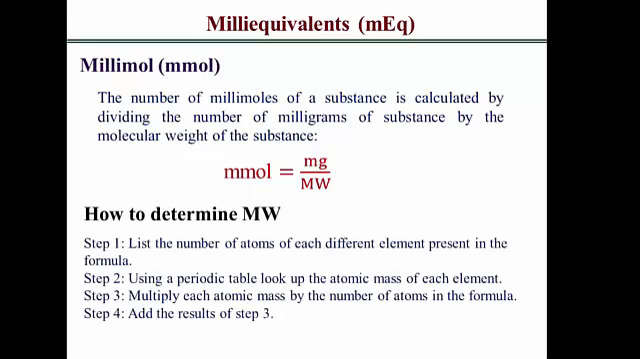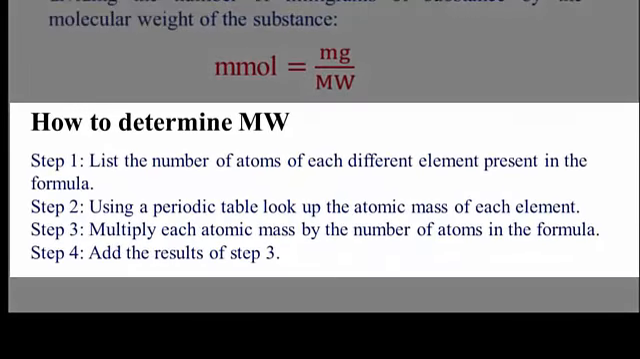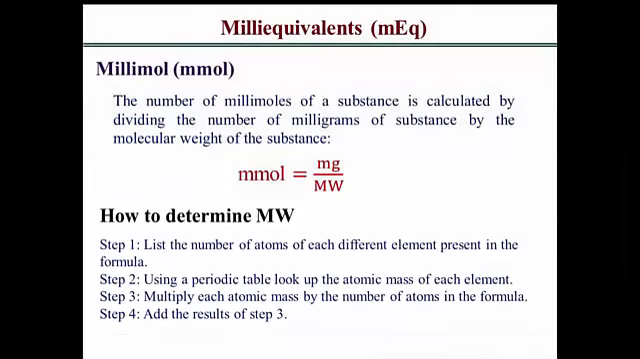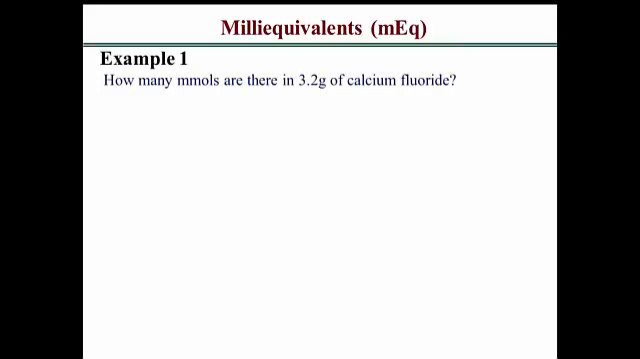As a reminder, I list 4 steps that could guide you to determine the molecular weight of a substance. First, list the number of atoms of each different type of element present in the formula. Then look up the atomic mass on the periodic table, and multiply each atomic mass by the number of atoms in the formula. Add up all these numbers from step 3, and you will end up with your molecular weight. So let's look at an example and see how we can bring all this together.